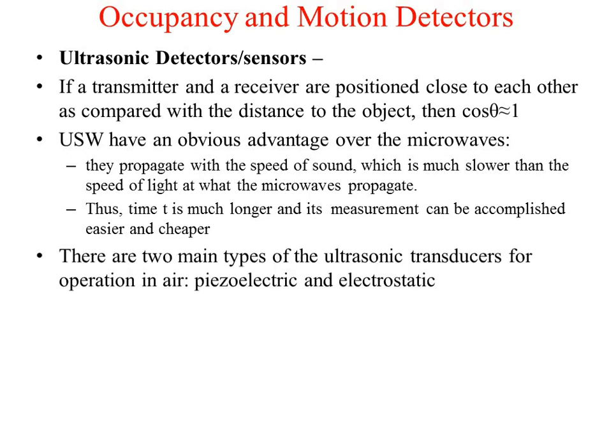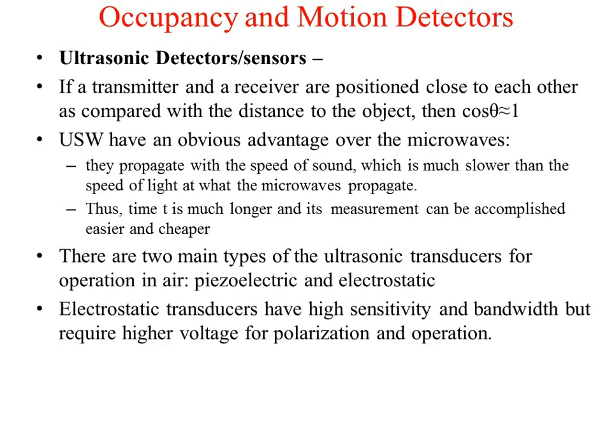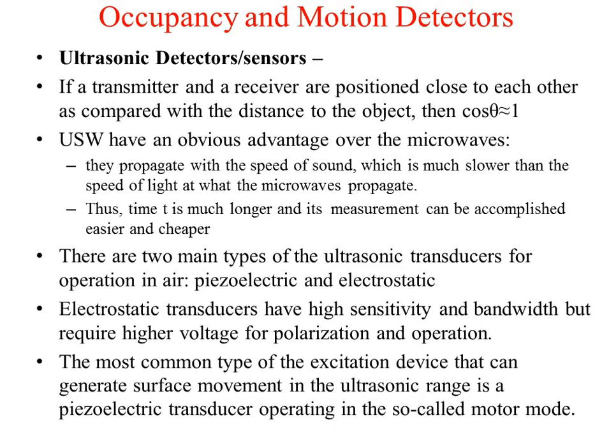There are mainly two types of ultrasonic transducers used for operation in air: piezoelectric and electrostatic. Electrostatic transducers have high sensitivity and bandwidth, but require high voltage for polarization and operation. So most of the time piezoelectric transducers are utilized for generating ultrasonic waves. The most common type of excitation device that can generate surface movement in the ultrasonic range is the piezoelectric transducer operating in the so-called motor mode.